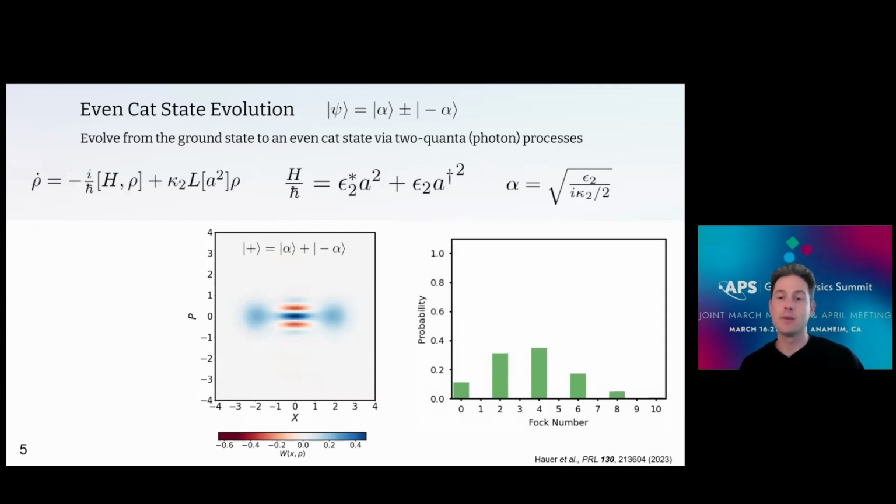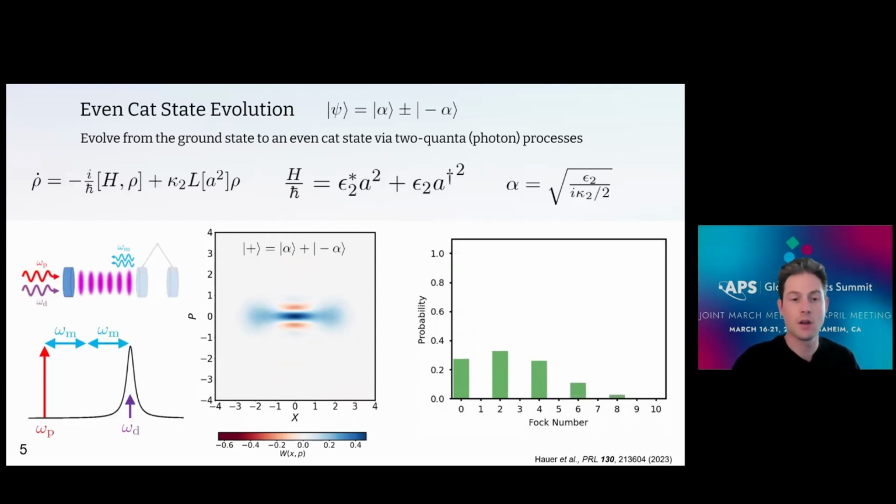Now, cat states come in two different types. There are even and odd cat states depending on the plus or minus between the coherent states. Here we show the evolution of the even cat state starting in its ground state. We can see the probability of the cat state move along into the even Fock states.